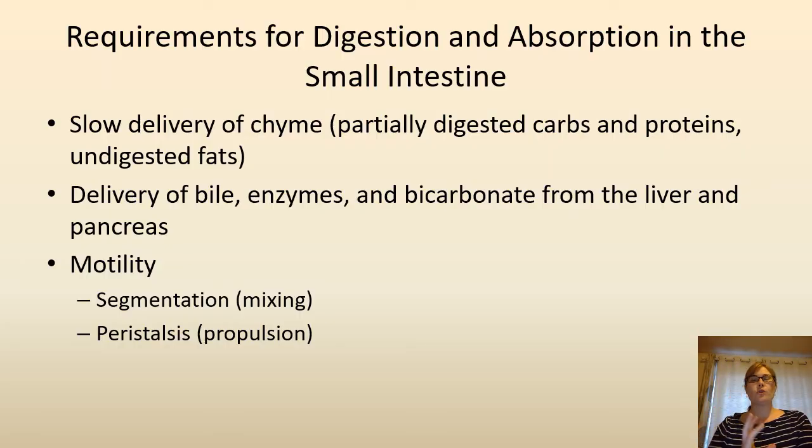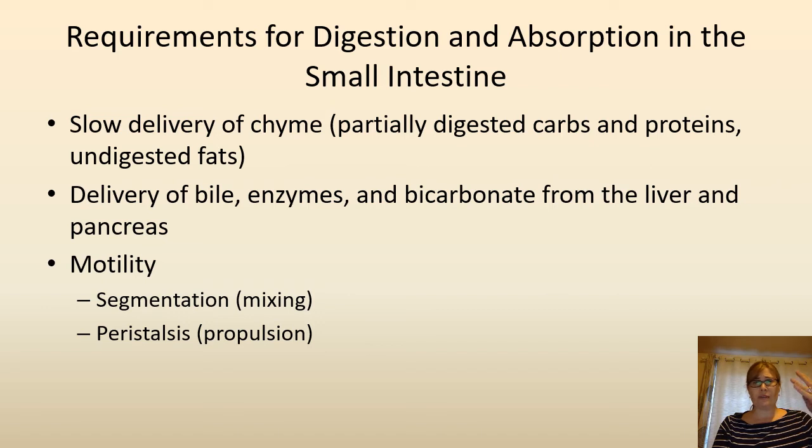So in order to absorb those nutrients, we need to make sure that it's digested properly. We need to make sure that it's delivered slowly and mixed properly. I think I just said that, but okay. So delivered slowly, the chyme has to come slowly out of the stomach. It needs to spiral slowly through the intestines.